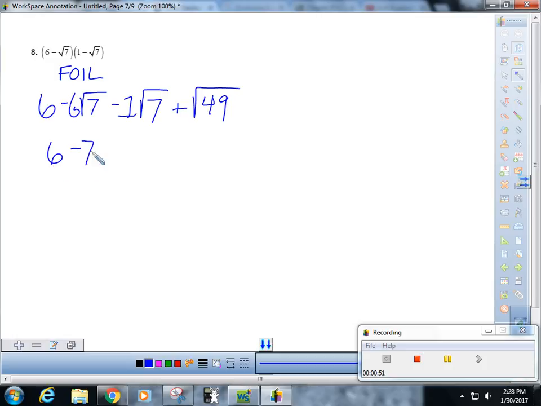Minus 7 radical 7 plus 7. It says assume all square roots are positive. So you end up getting a 13 minus 7 radical 7. Okay?